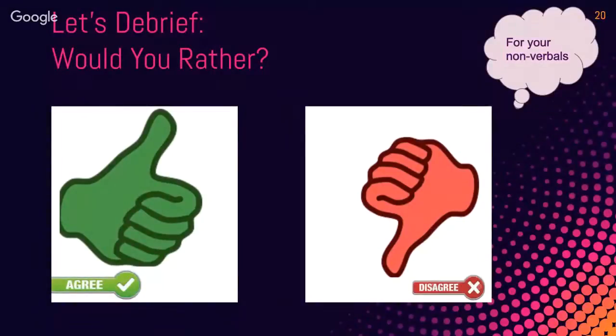Like this one is agree and disagree. So the would you rather would be, I would rather do this. You could change those picture cues. They could have the pictures of the guitar, the drums.